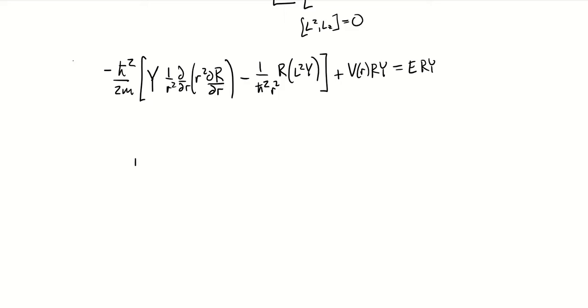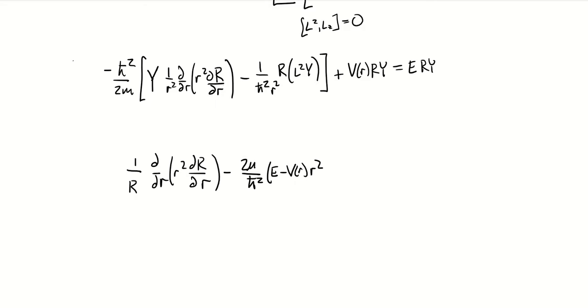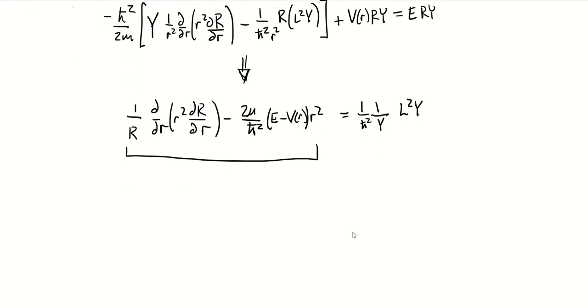And what this gets us to is 1 over the radial function times partial r squared, r minus 2 mu r squared, E minus V of r, all acting on r squared. And that's going to equal, when you bring all the angular stuff to the other side, 1 over h bar squared, 1 over Y, L squared acting on that Y variable. So what we've got, a bunch of algebra in this step that I'm not going to spend more time doing here. Hopefully you can do it on your own and follow it.